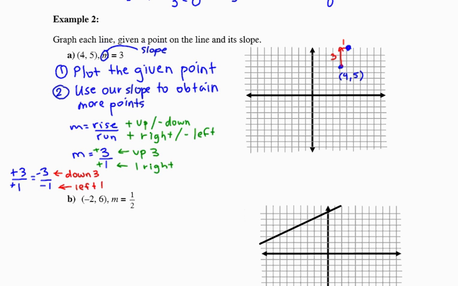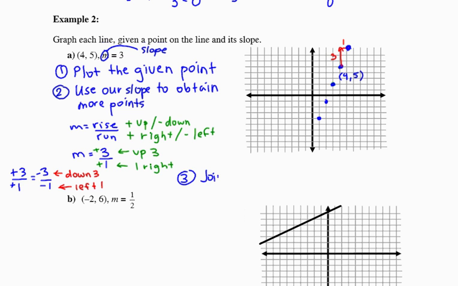So that would be when your slope is actually a negative line. One would be positive, one would be negative. So we can get more points by going down 3, left 1. Does that look like it's on the right line? Yeah. And we can get some more points. Down 3, left 1. Are you following that pattern? Down 3, left 1. And our last step, join the points.